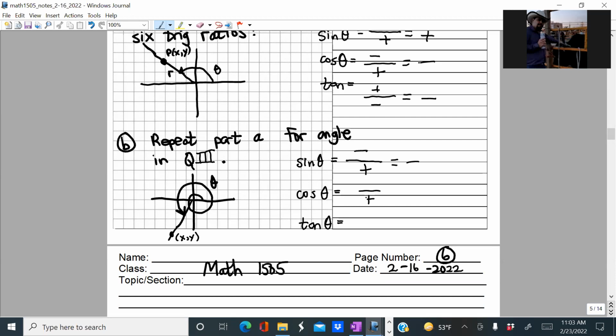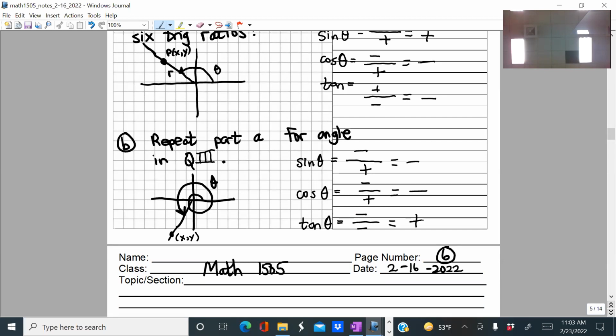Negative also, right? Because the x value is also going to be negative in the third quadrant. So cosine also is negative. What about tangent though? Yeah, you have negative over negative, which cancels to give you what? Plus, right? Okay. So in the third quadrant, tangent is positive.